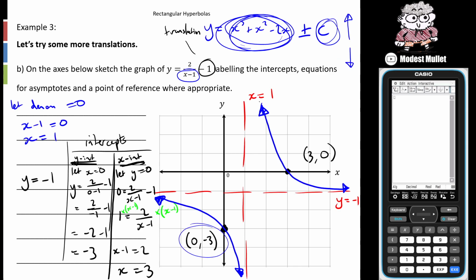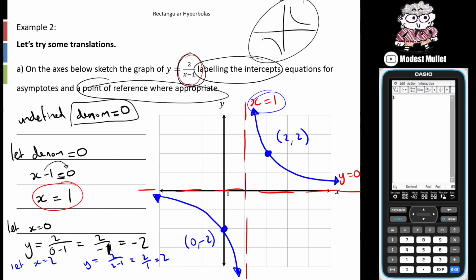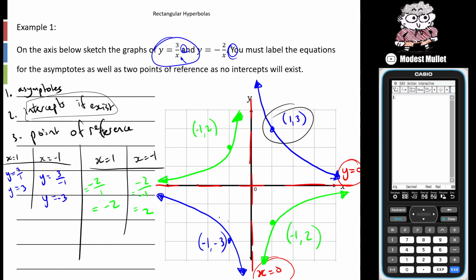The only other thing I want to state here, it asked us about points of reference where appropriate. Do I need one? No, because in both parts of the hyperbola, on both lines that make it up, I already have a coordinate that explicitly states where it's going, so I don't need any other points of reference. Here, I did need a point of reference because there was no intercept on this side, and in this case, I needed 2 points of reference because there were no intercepts at all. So that's how we know: if we have an intercept, use it. If not, then you need a point of reference on that line.